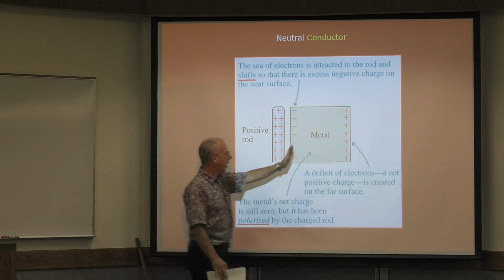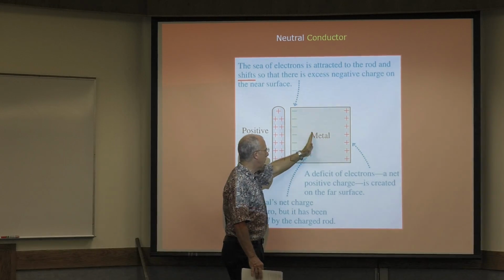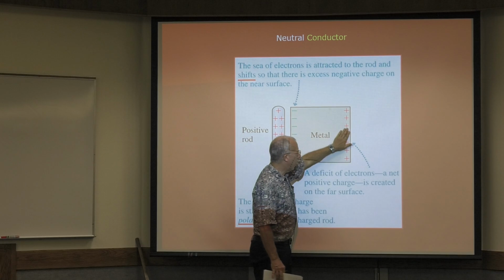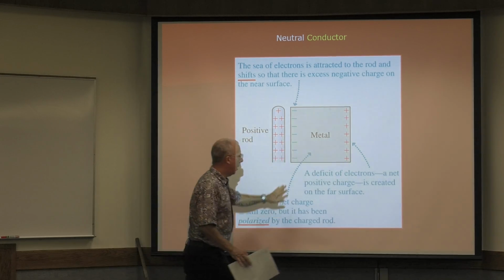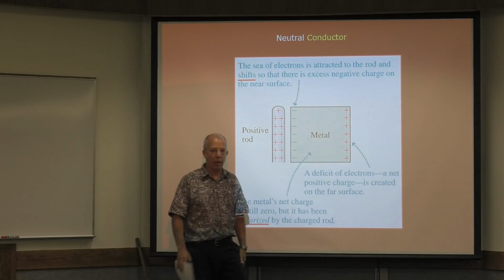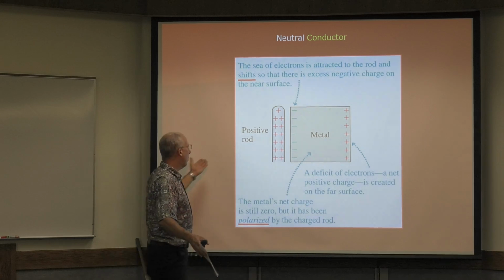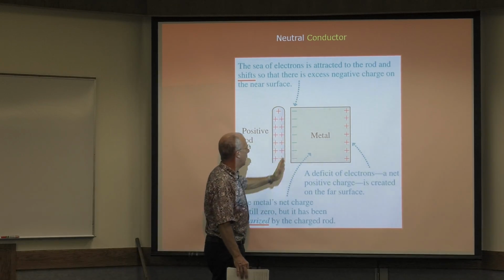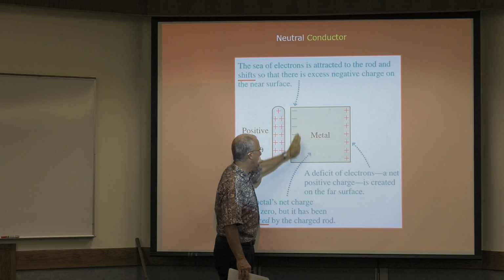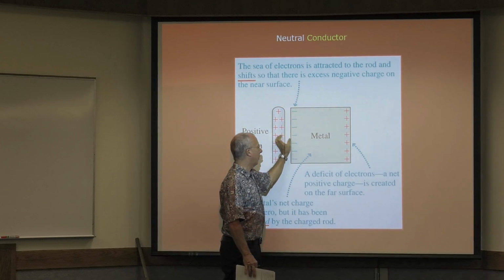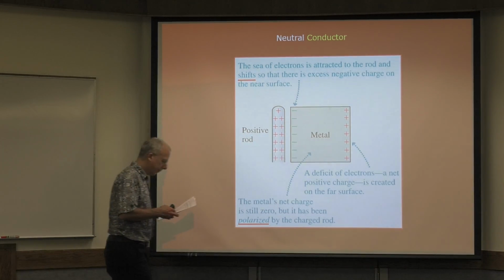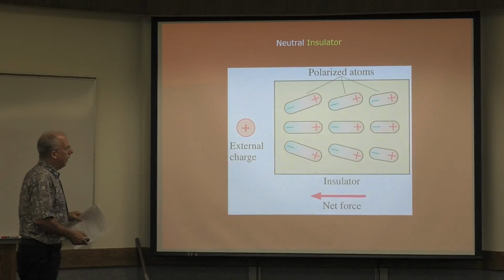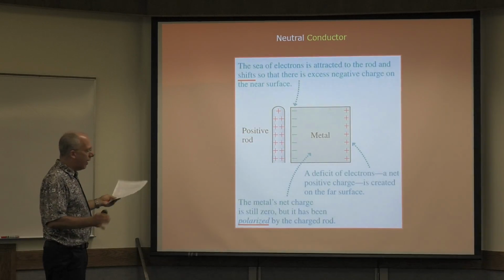So when the sea of electrons moves to the left, leaving a bunch of positives on the right, we say that this metal has been polarized. Okay, so what happens? If this is positive, and you have this negative over to the right, they're going to attract. Agree? They're going to attract. All right, so that was with a conductor.